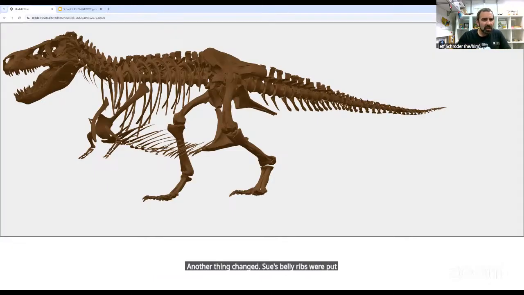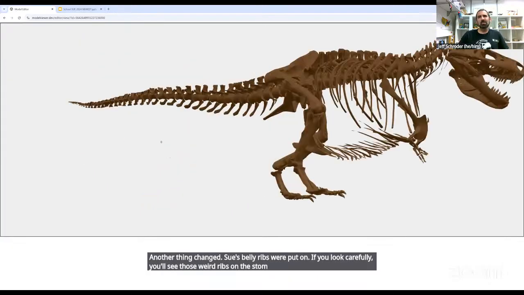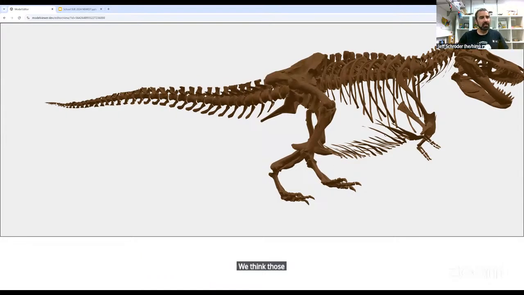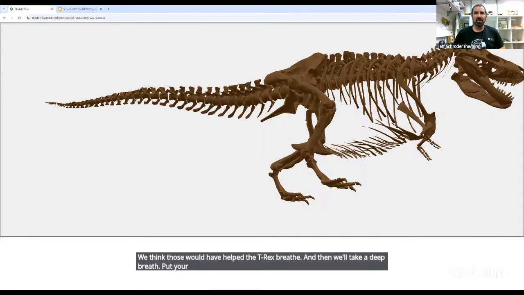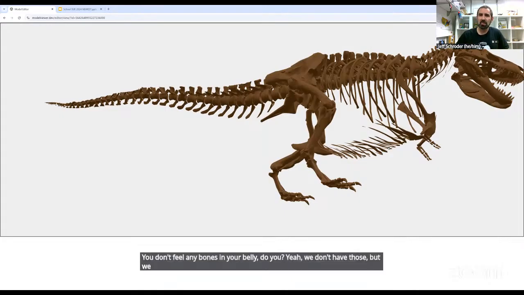If you look carefully, you'll see those weird ribs on the stomach area. They're not quite ribs. We call them gastralia, but they're kind of like ribs, so close enough. We think those would have helped the T-Rex breathe. And everyone else there, take a deep breath. Put your hands on your belly, take a deep breath. You don't feel any bones in your belly, do you? Yeah, we don't have those, but we think those would have helped a T-Rex breathe.